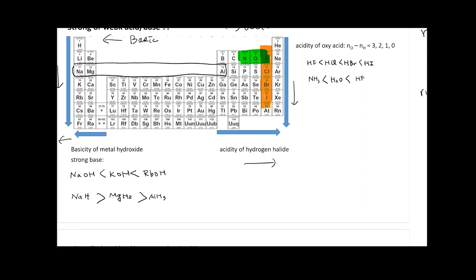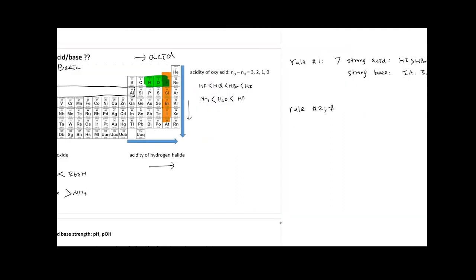So those are actually our rule number 2 and number 3, right? One for acid, one for base. Rule number 4. If today you have oxoacids, then you can further judge based on the difference between the number of oxygen and hydrogen atoms. If you have a larger difference, then you have a stronger acid.